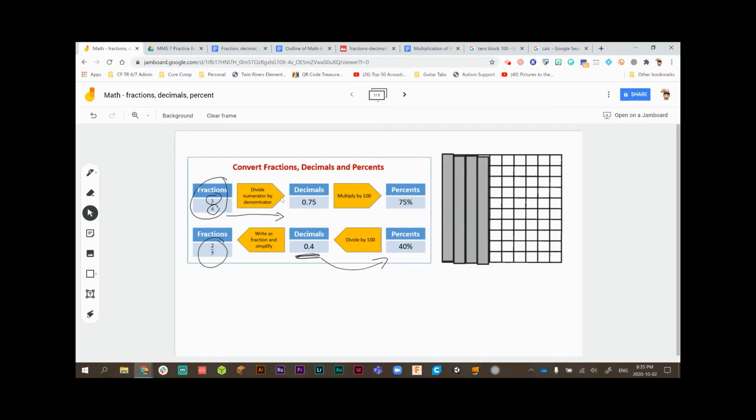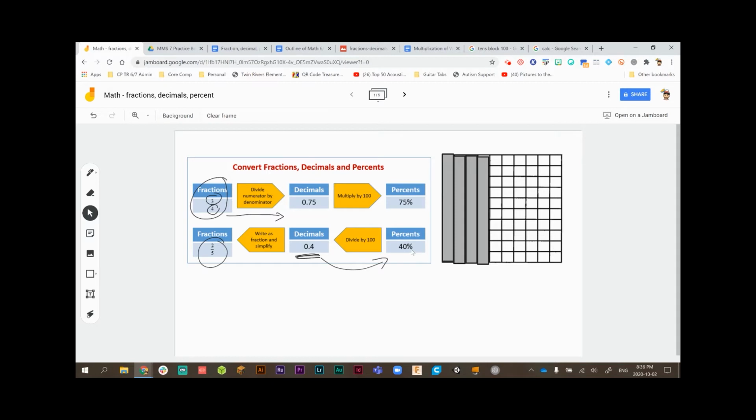So just to review, if you have a fraction, you want to divide the numerator, the 3, by the 4, and you will get a decimal. And then multiply by 100 to get a percent. And then you see we did it this way. We went 2 divided by 5, which is 0.4. And then we multiplied to get to 40%.